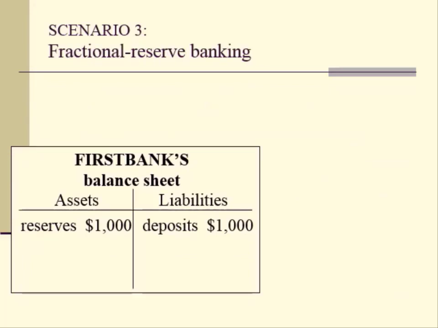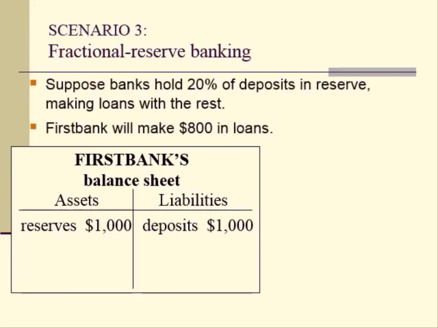Finally, the third scenario, that is fractional reserve banking scenario. Suppose banks hold 20% of deposits in reserves, making loans with the rest. And the first bank will make $800 in loans with a 20% requirement to hold reserves. So in this case, the so-called reserve deposit ratio, that is, reserve over deposit, should equal 0.2. So out of 1,000, you have to keep $200. That is 1,000 times 0.2 as reserve. That means you can lend out 0.8 times 1,000, which is 800.